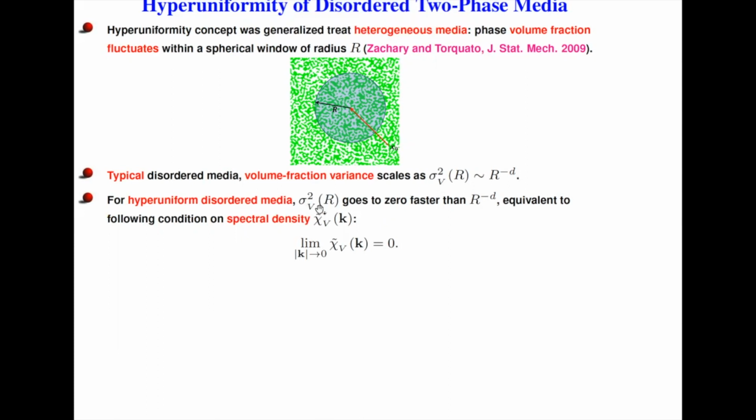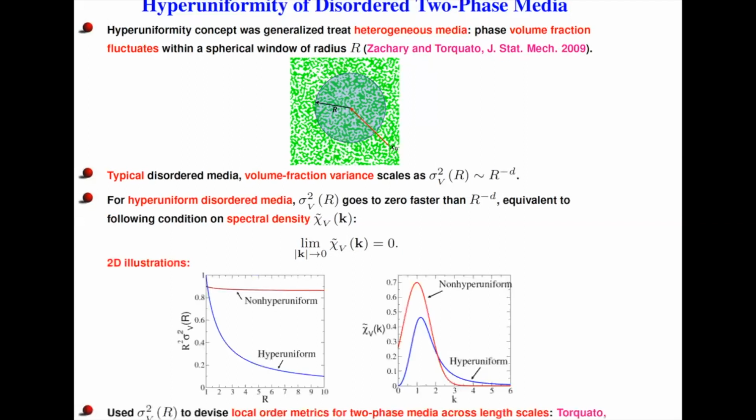Now, if you have something that's hyperuniform, it goes faster than 1 over the volume. And that's equivalent to the spectral density tending to 0 as the wave number goes to 0 in the infinite wavelength limit. Here's a 2D illustration. I multiply this variance by r squared. If it is not hyperuniform, then for large enough r, this is going to asymptote to some constant value. If you have something that's hyperuniform, this function will continue to decrease. This is the corresponding non-hyperuniform spectral density, which does not go to 0, and the hyperuniform one, which does go to 0.